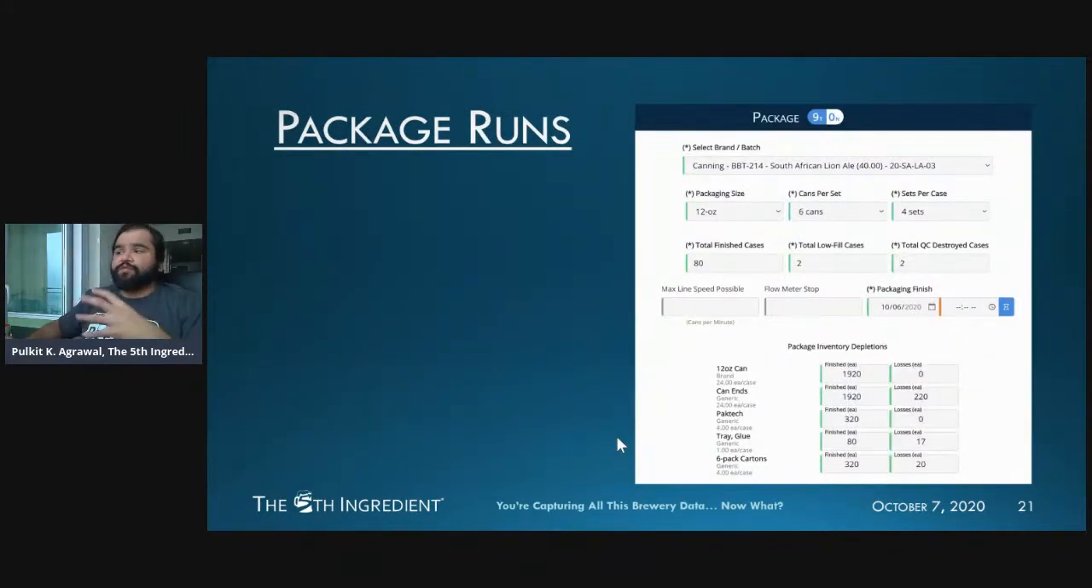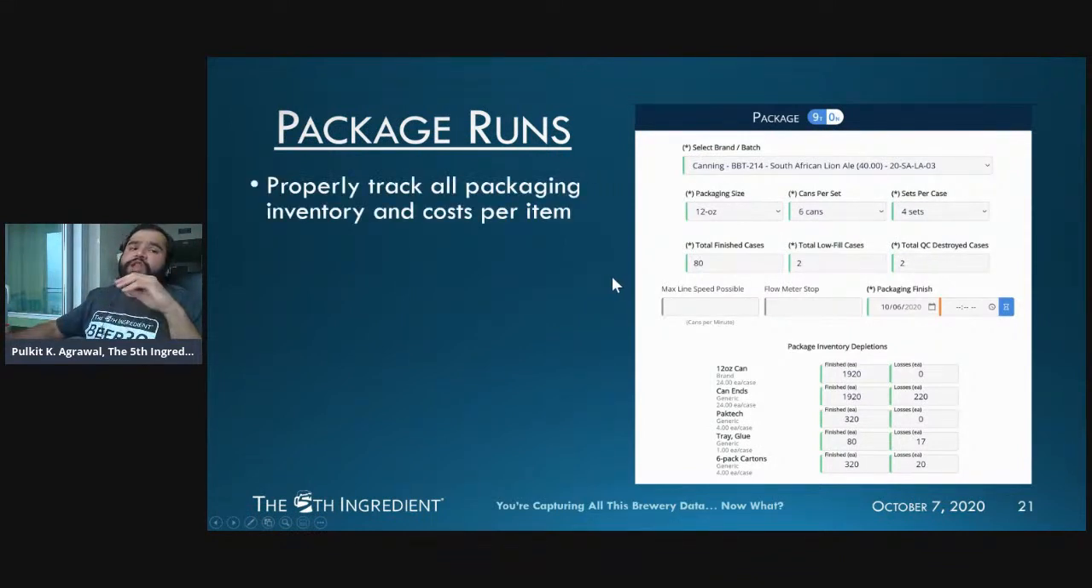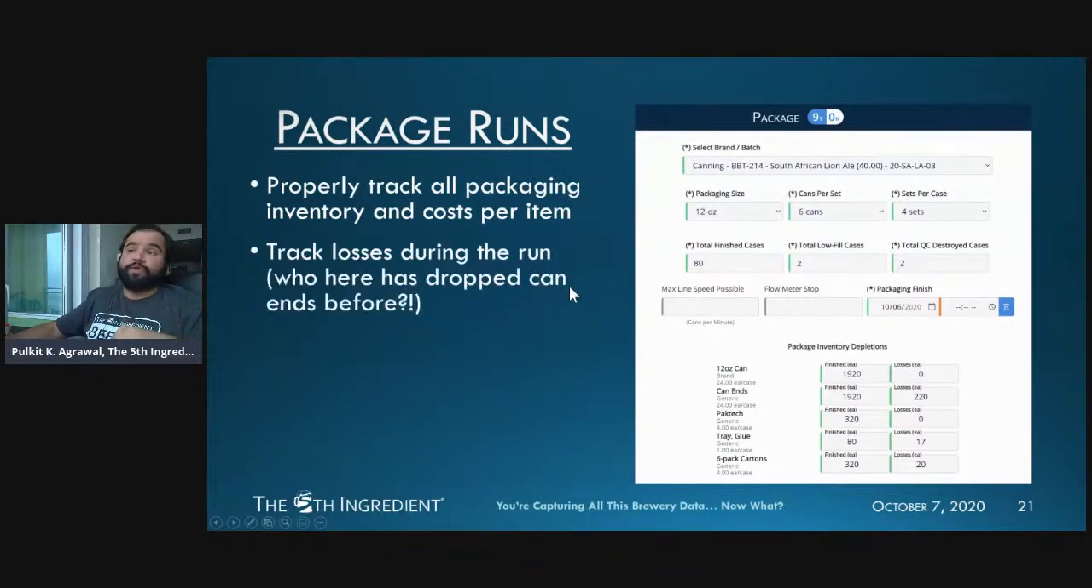And so this is an example of a packaging log. Again, pretty straightforward. Understanding the canning run, packaging size is 12 ounces, 6 cans per set, 4 sets per case, and really understanding that properly tracking all packaging inventory and cost per item is crucial to understanding your overall cost of goods and even more so traceability.